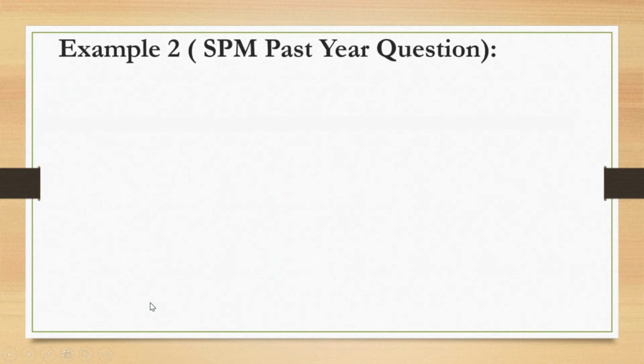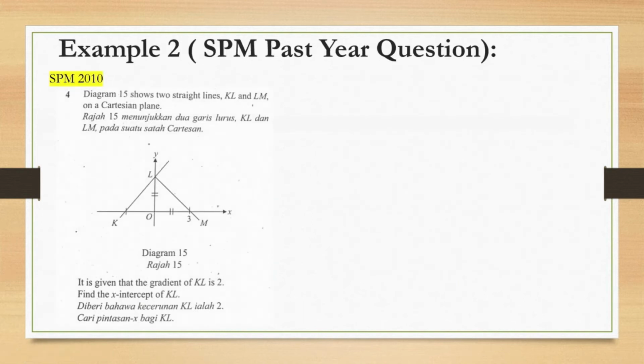The next example is from an SPM past year question. This question is from SPM 2010. Diagram 15 shows two straight lines KL and LM on a Cartesian plane.